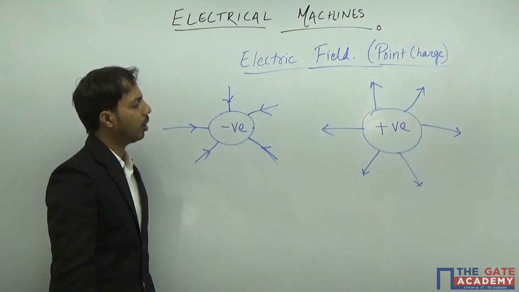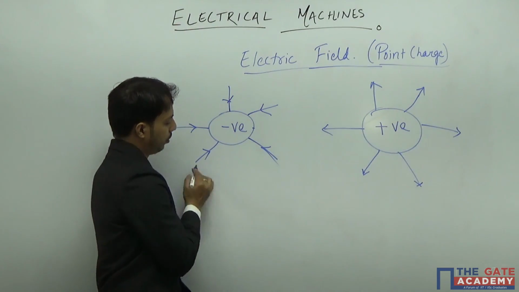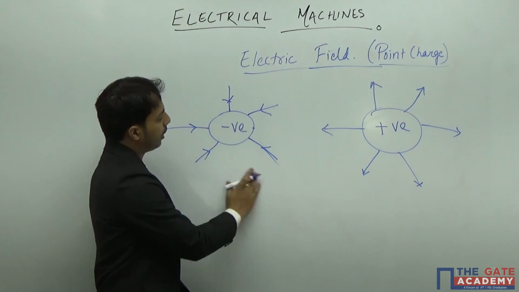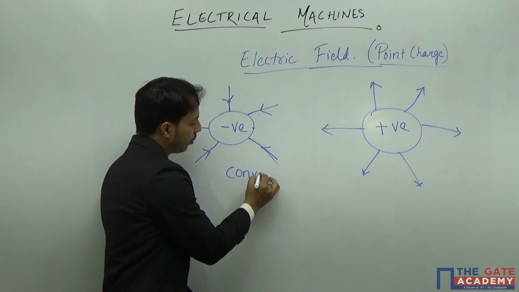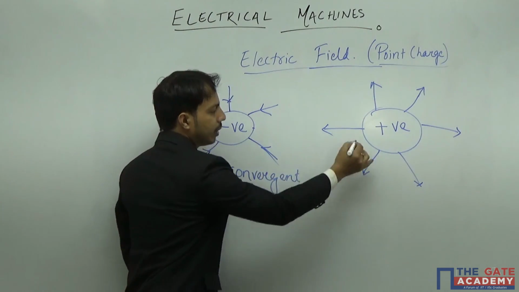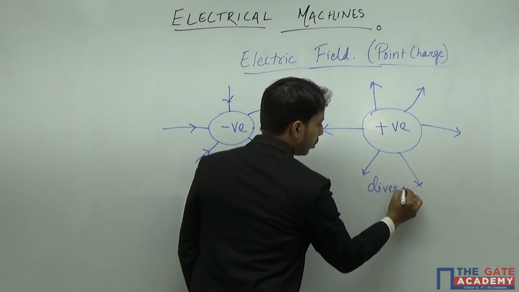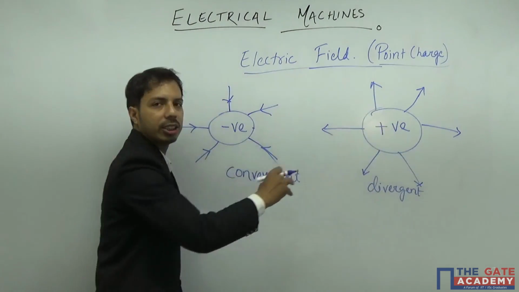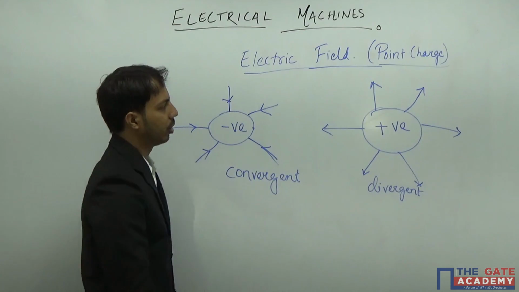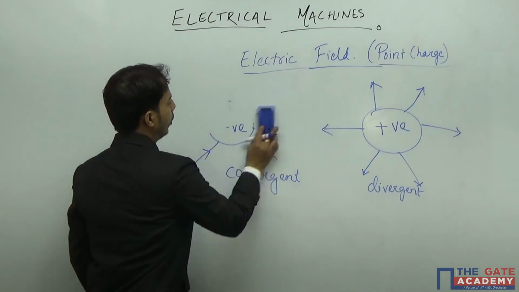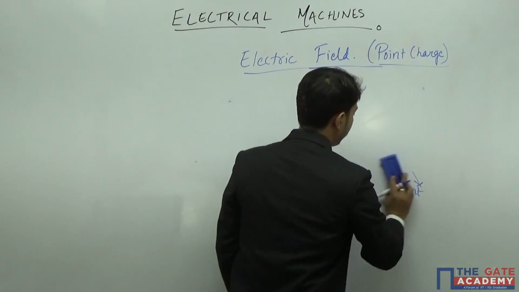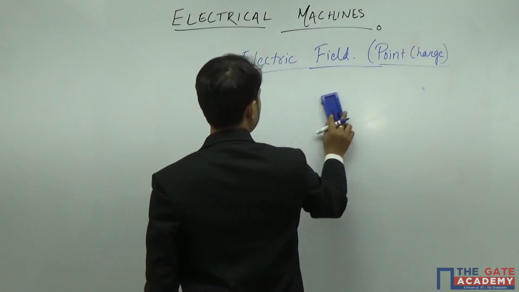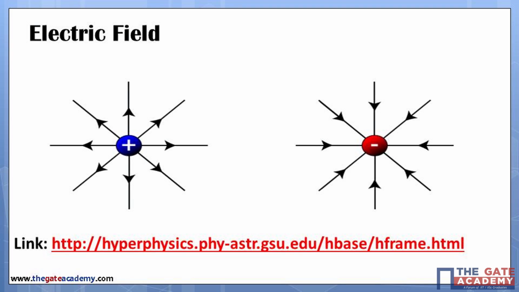The negative charge field is called convergent, and the positive charge field is called divergent, because one is diverging and the other is converging. So this is the electric field, as we know, for point charges. There is also a link in your PPT, and you can go to the link for further study of that topic.